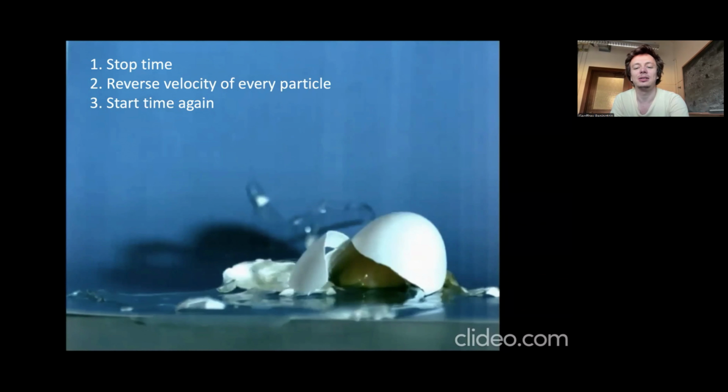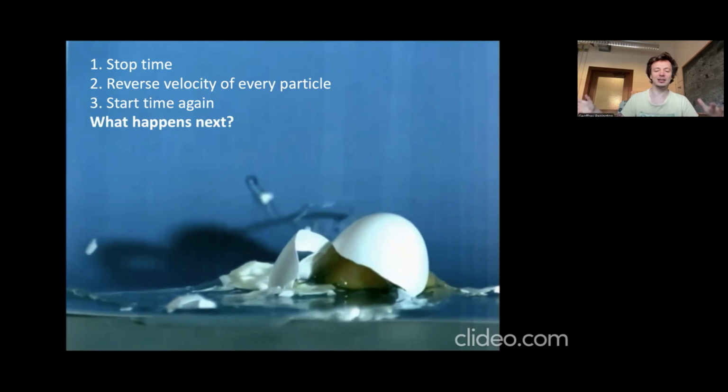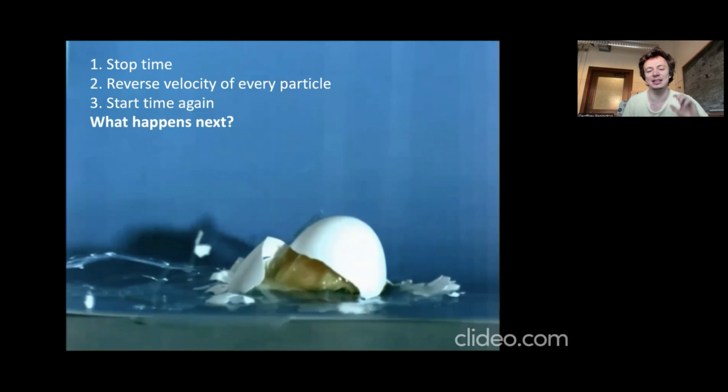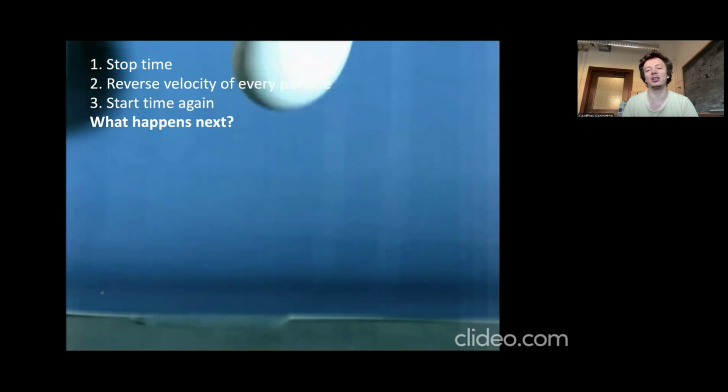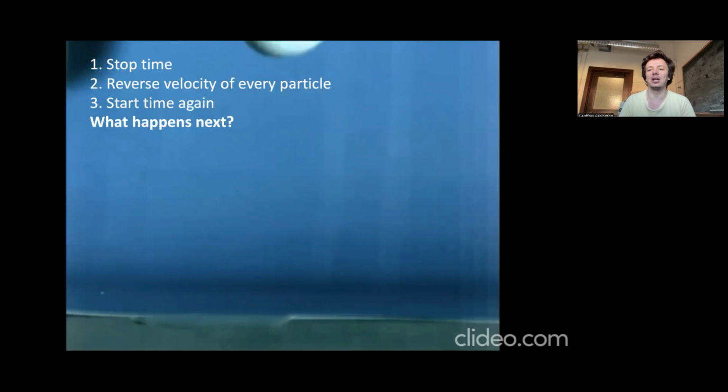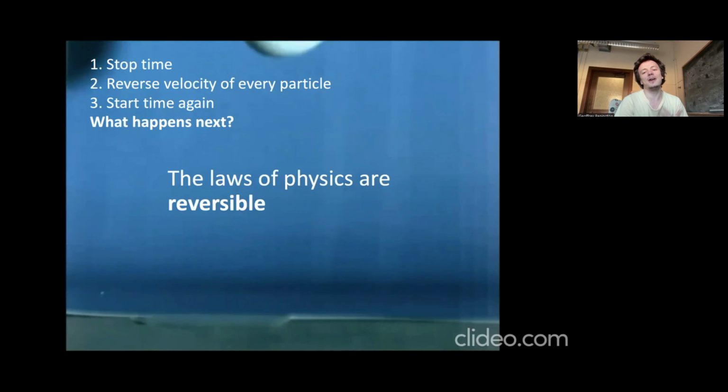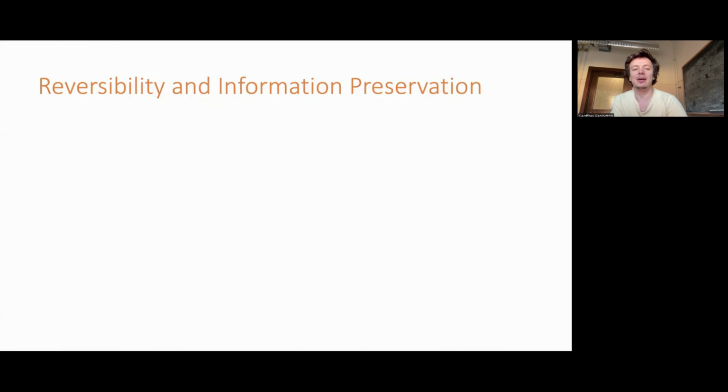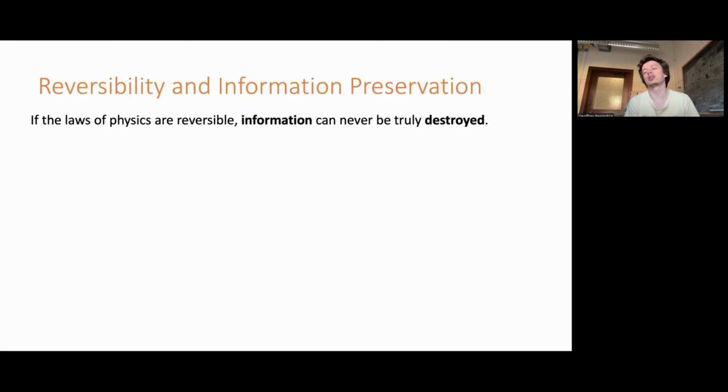So what's going to happen? The answer is that the egg is going to splatter together. It's going to splatter together in exactly the right way that it perfectly solidly forms into a whole egg, while giving that whole egg some momentum upwards so that it pops up into the air. So at the very fundamental level, the laws of physics, as we know and understand them, are reversible. The same laws describe evolving time forwards as evolving time backwards, up to those subtleties I mentioned about particles versus antiparticles and so on. But in particular, that means that information in physics can never be truly destroyed.